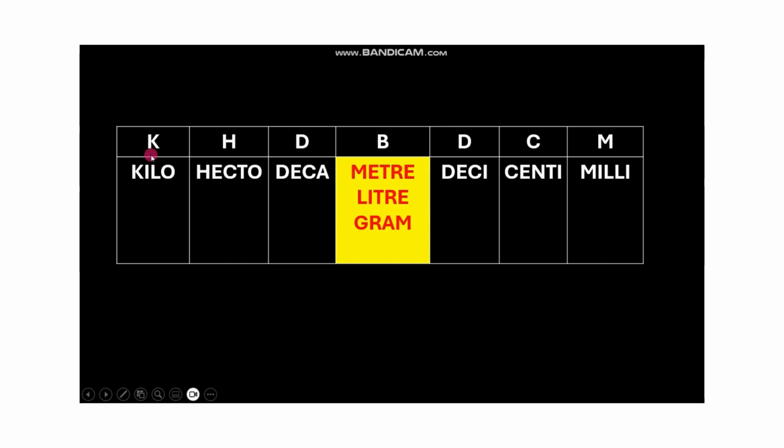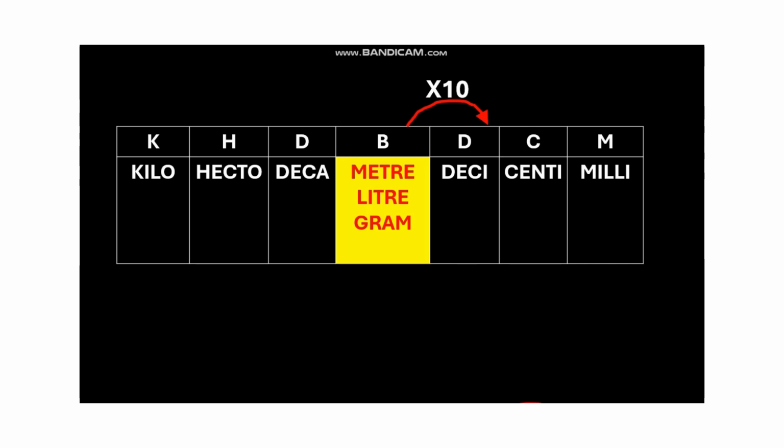Now, this arrangement is in descending order. What do I mean by that? Kilo is bigger than hecto, hecto is bigger than deca, and deca is bigger than what you have in the base place. And whatever you have in the base place is bigger than deci, deci is bigger than centi, and centi is bigger than milli.